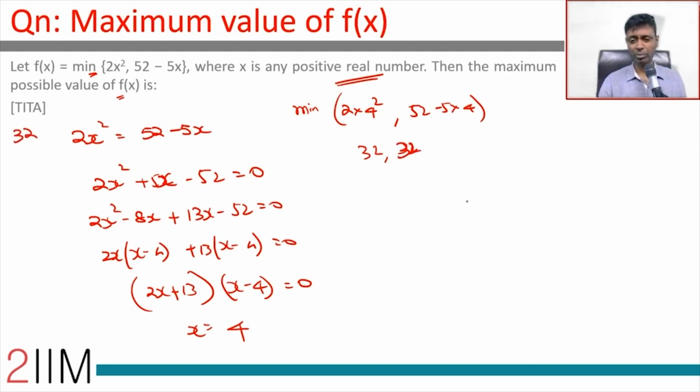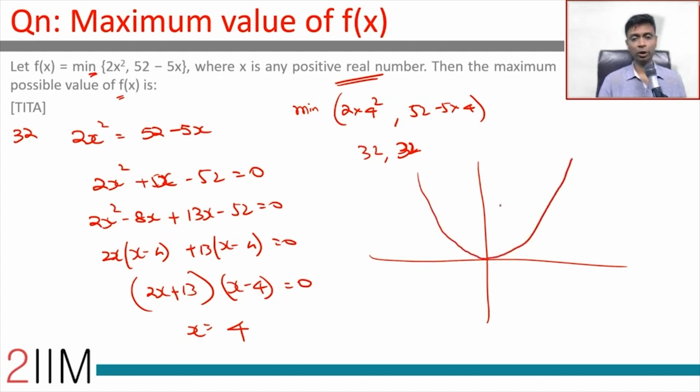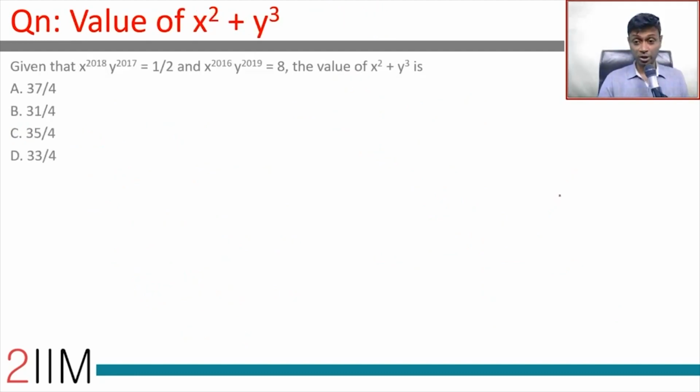Now think about this. I'm going to dive deeper into this minimum idea. 2x square is a graph like this. 52 minus 5x is a line like this. So if f of x is a minimum of these two, we're talking only positive territory, so we completely forget this. F of x would be like this till this point, and then take this. It'll take one arc till a point and then the other arc after that. This will be the maximum value f of x can take, which is why we find a meeting point of the two arcs. Another fabulous question and very tough question.